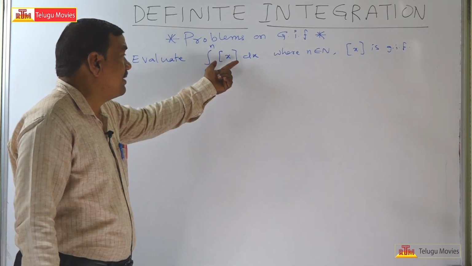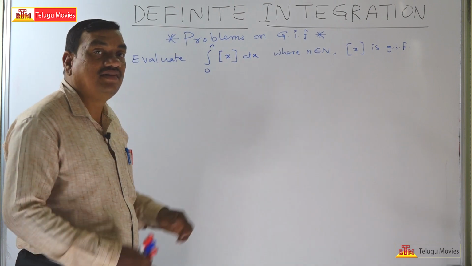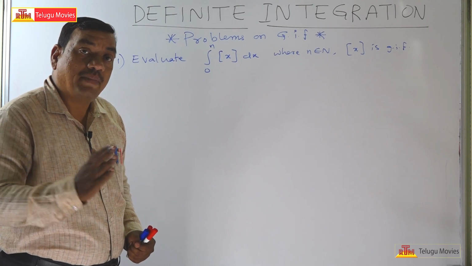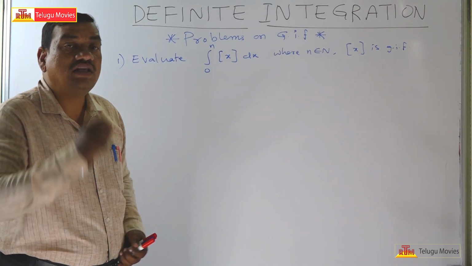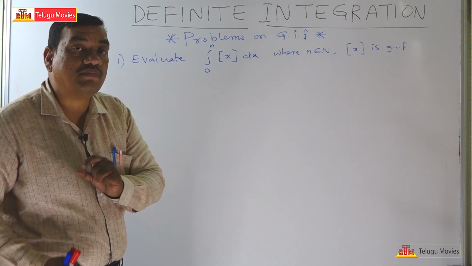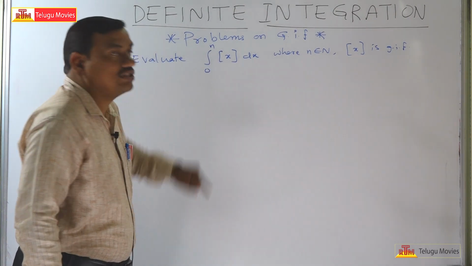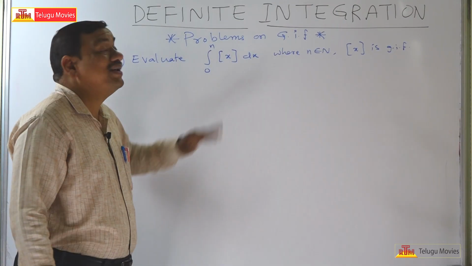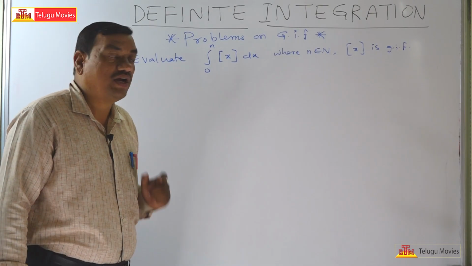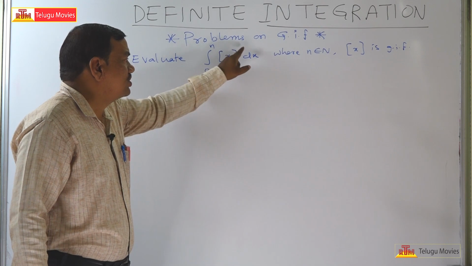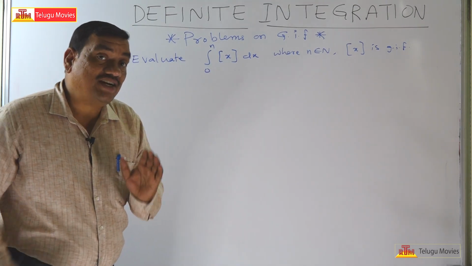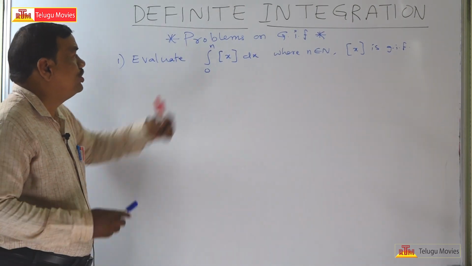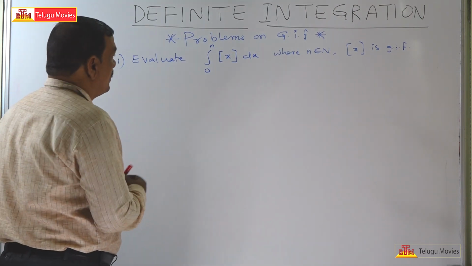But whenever [x] is there, you have to divide this interval 0 to n into a certain number of subintervals. How to divide that depends upon the x value inside. Afterwards I will tell what to do if it is root of x square, or simply x square. Here our integrand is [x], and inside it is simply x. That's why we can divide this interval 0 to n as follows.